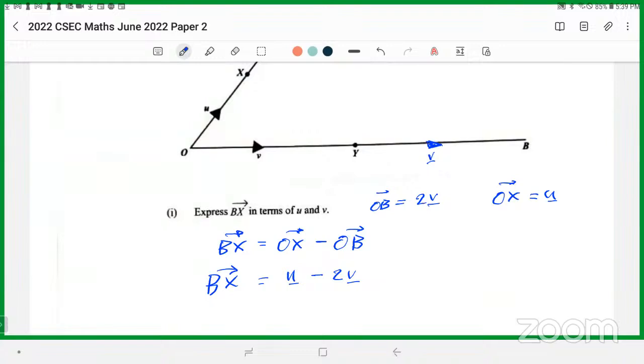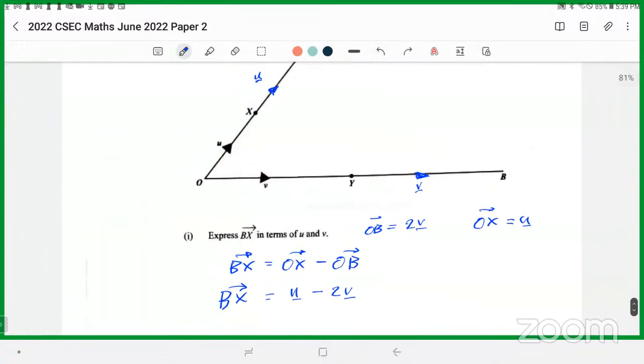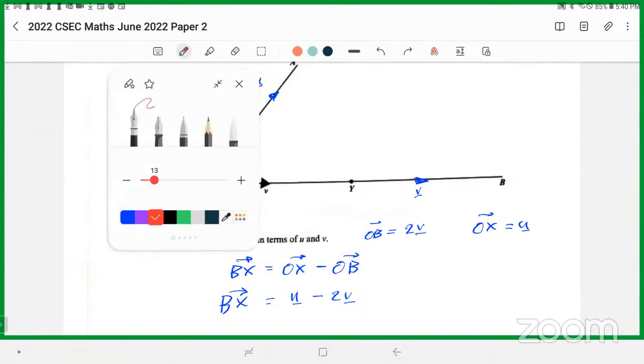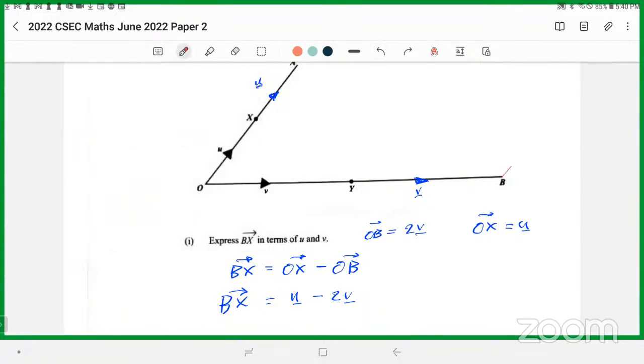And you can check if it makes sense on the diagram. You can check if it makes sense to go from B to X. This is saying go U and then go minus 2V. Let's look at it. Go U. So starting here, I could go U, because once I go this direction, it's the same as this. Then this is a U over here. This is also U, same length and same direction as that.